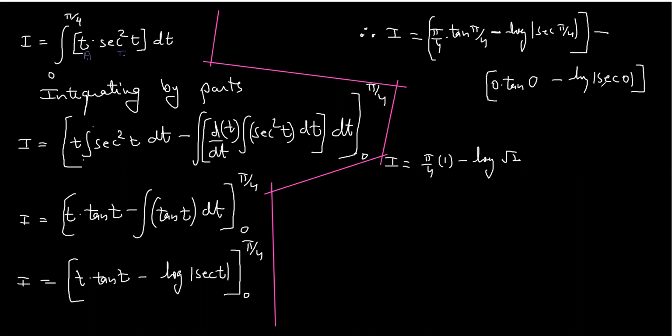Furthermore, here you are going to get sec 0. What is sec 0? 1 over cos 0. Cos 0 is 1, so 1 upon 1 is 1. Log 1 is 0. So you get here the second bracket is 0. So this is your final answer.